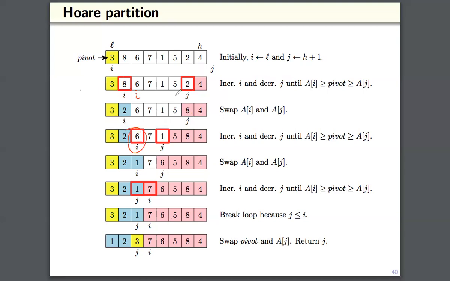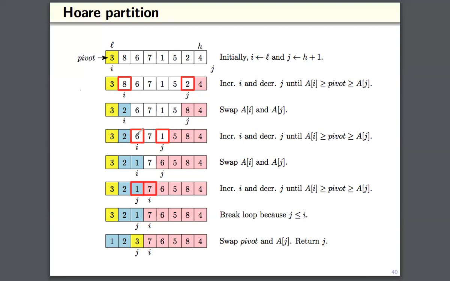Decrement J. J points to, say, 5. So this is still greater than 3. That's fine. Decrement J again. You find that 1 is smaller than 3. This is where you stop.